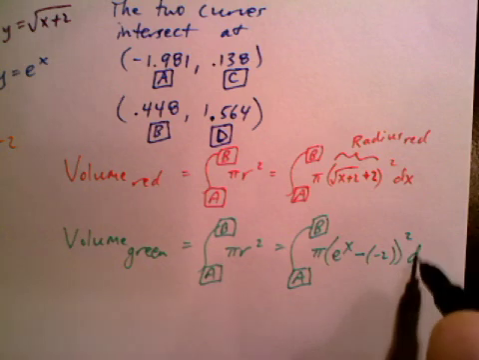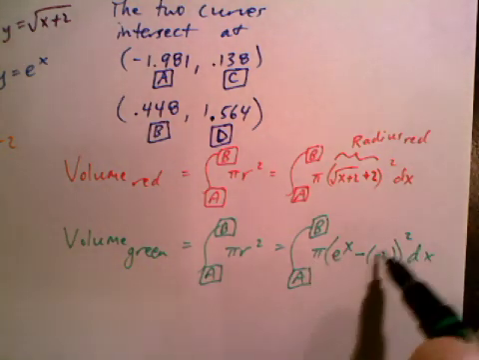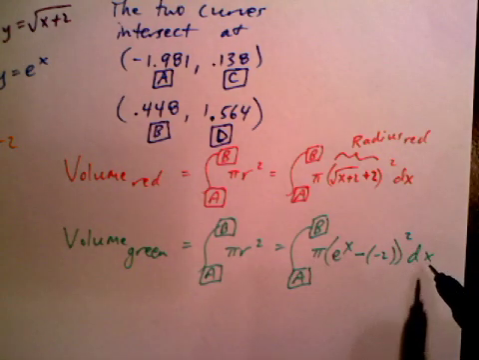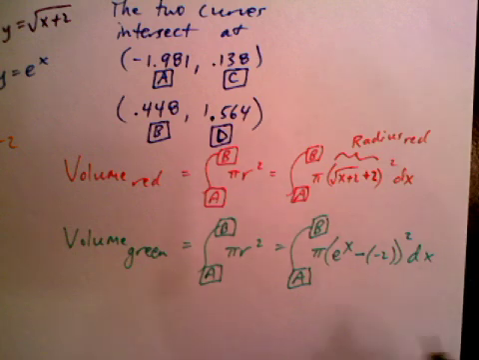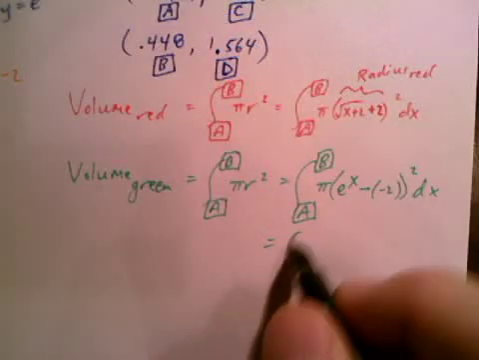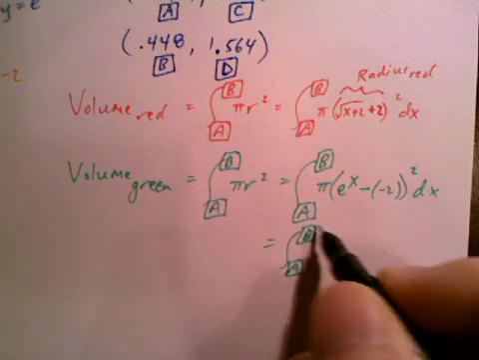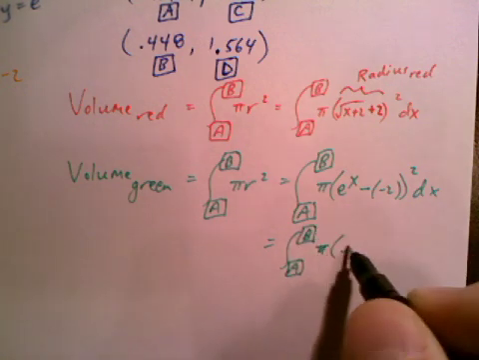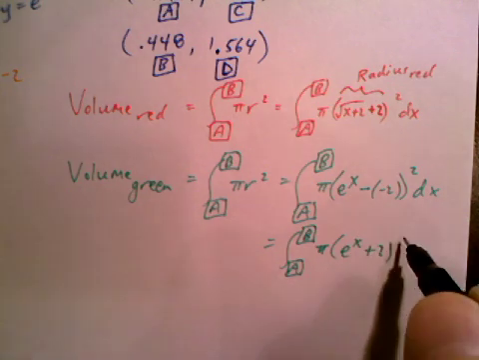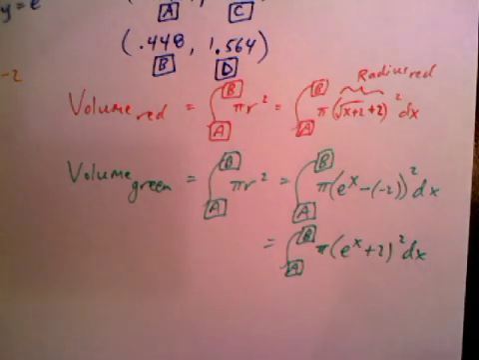squared. And then we have to multiply the pi r squared by the thickness of the disk, and that's our dx. Let's clean that up just a little bit. And we have a to b, pi times e to the x plus 2 quantity squared dx.